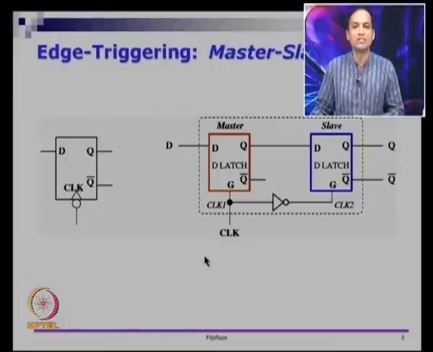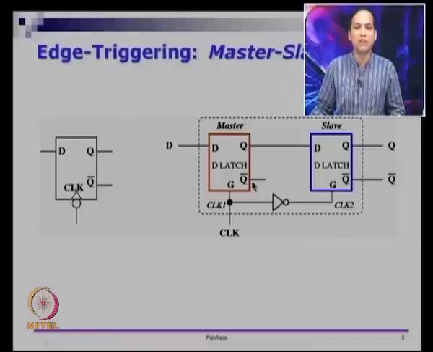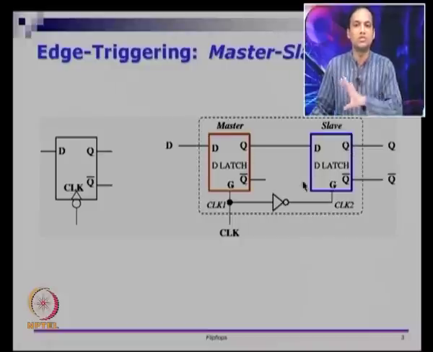When we say enable and disable, what we mean is if CLK is on, then any changes in D can go to Q. However, because CLK2 will be off, changes in Q will not be propagated to the slave's Q. Similarly, if CLK is 0, then any changes in D here will not reflect as changes in master's Q, but if there is anything in master's Q, it will go to slave's Q. So, this is what the whole circuit is doing.